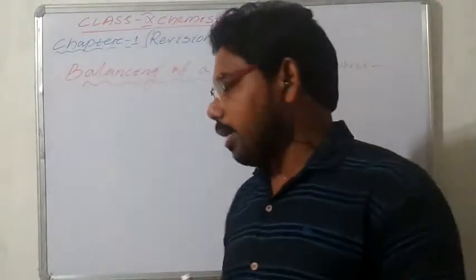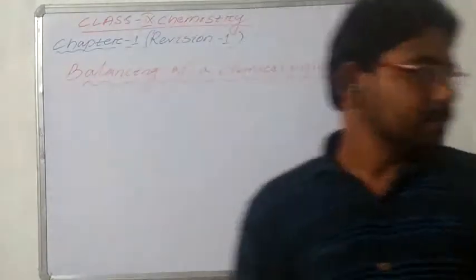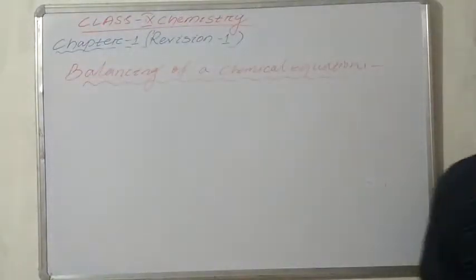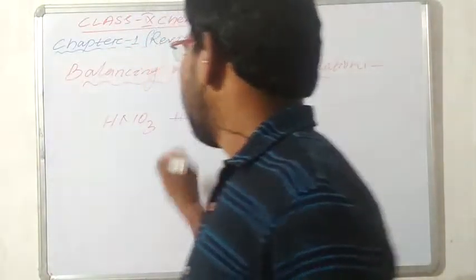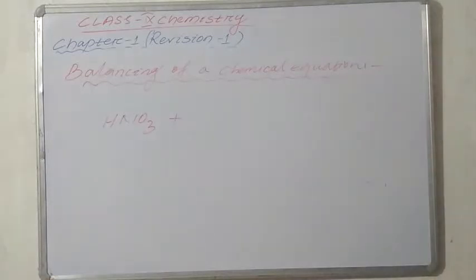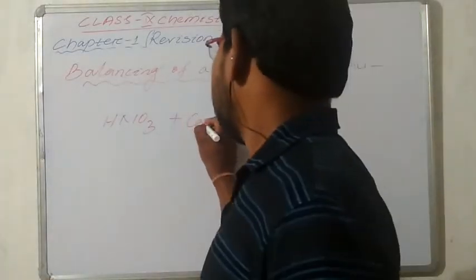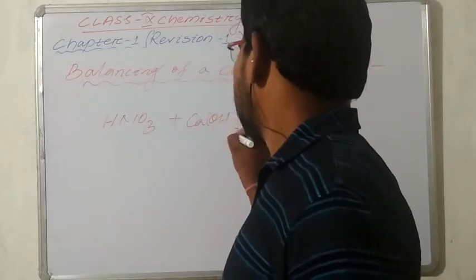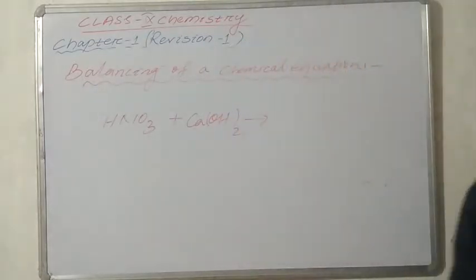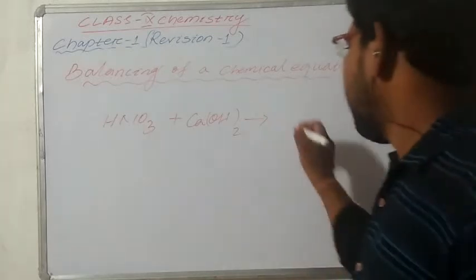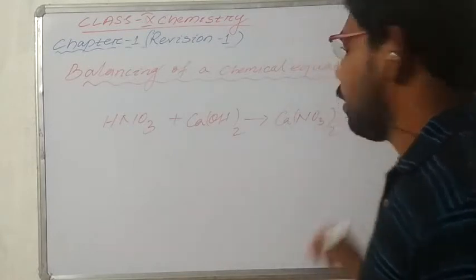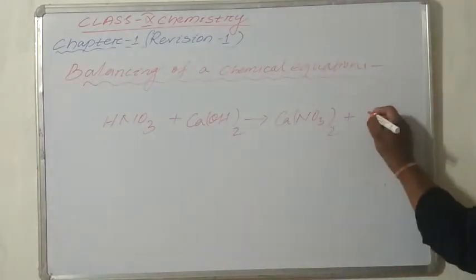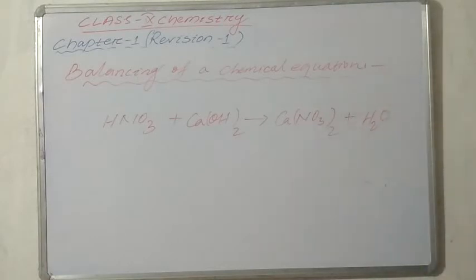Okay, let us discuss an example now, like HNO3. Nitric acid reacts with calcium hydroxide, Ca(OH)2, and in the product side water is formed along with calcium nitrate, Ca(NO3)2, plus water, H2O. This is an unbalanced chemical equation.